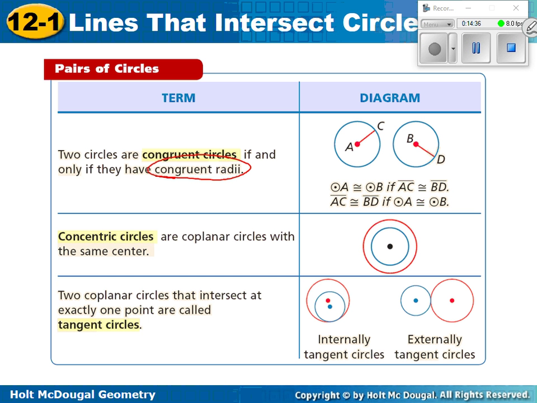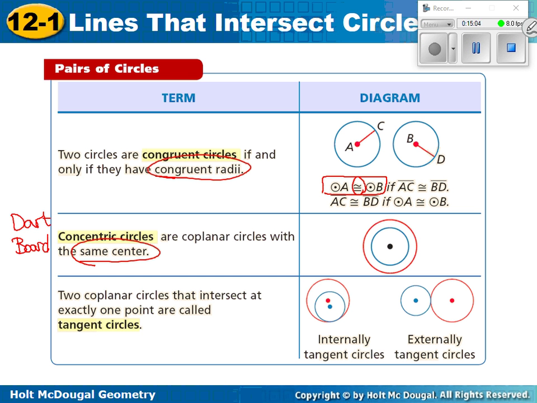Some notation to point out so that you don't miss points. Again, to name a circle, you name it with its center. And to say they're congruent, you would use a little congruent symbol. That's something different that we haven't really written a lot. Concentric circles, I think of a dartboard. Concentric circles are circles that have the same center. So they start at the same place and they just get bigger or smaller, like a dartboard.